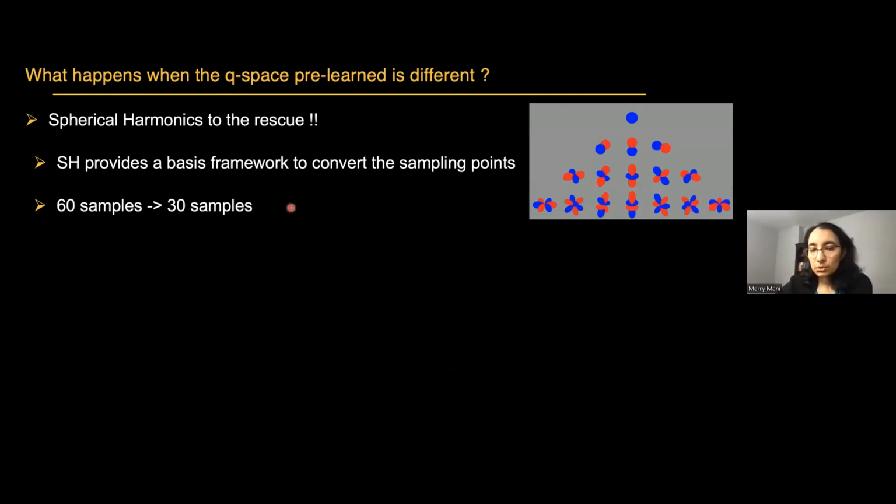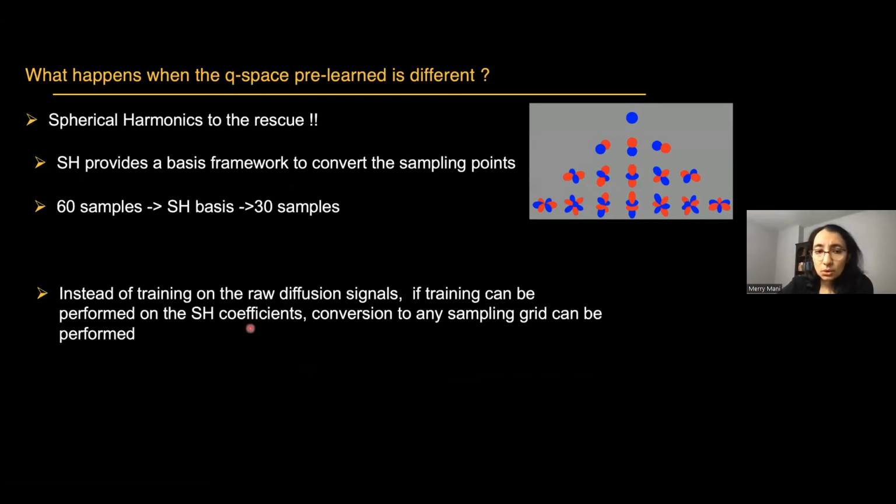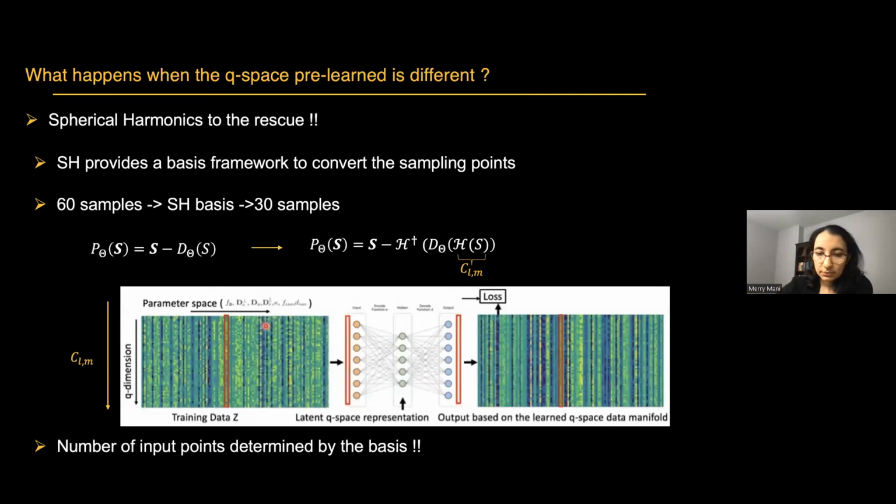For that, we make use of the spherical harmonics idea. Spherical harmonics provide a basic framework to convert the sampling points into our spherical domain. So using the spherical harmonics basis functions, it is very easy to go from 60 sampling points to 30 sampling points. So instead of training on the raw Q-space signal, if we train our denoiser on the spherical harmonic coefficients of the training samples, then we can use that kind of autoencoder to reconstruct any Q-space samples that we want.